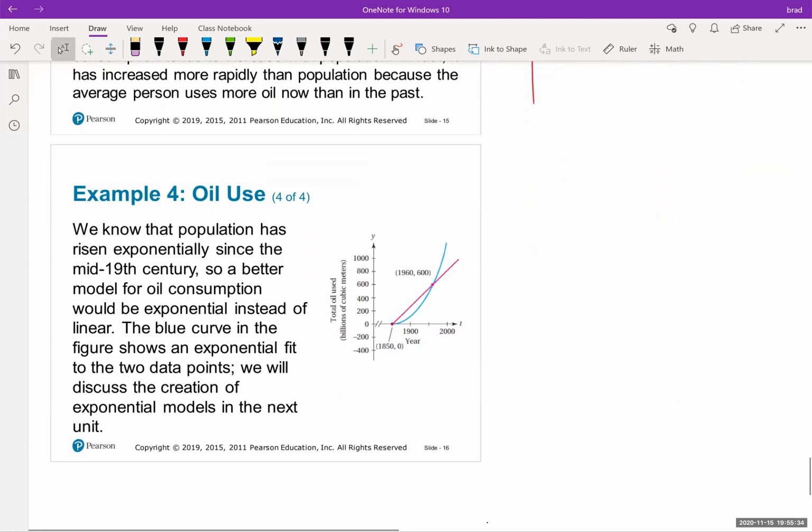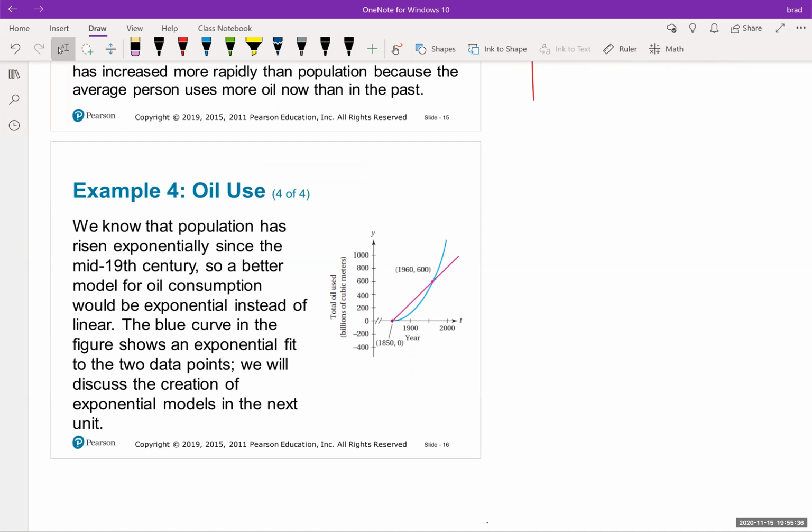This example is just kind of explaining to you guys that it's probably more realistically at this point, it's no longer growing linearly, it's growing exponentially. We know that population has risen exponentially since the mid-19th century. So a better model for oil consumption would be exponential instead of linear. And think about that. The more people there are, the more oil is consumed. So basically the oil is growing in relation to the population. So it also has to take on an exponential nature.